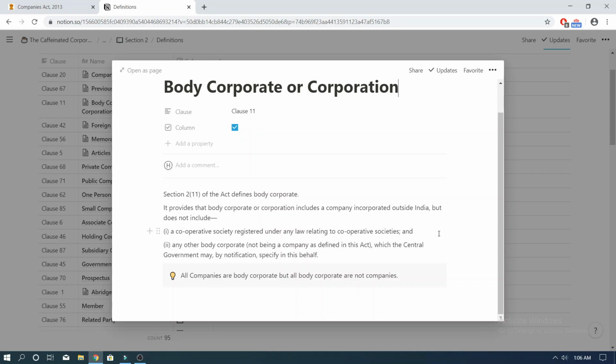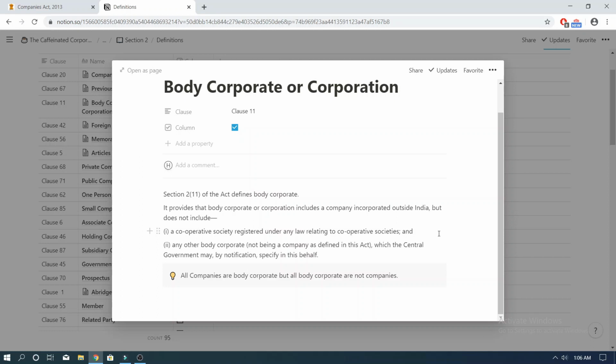Similarly, a limited liability partnership will also fall under the category of body corporate because it is a separate legal entity. But a partnership firm, on the other hand, won't fall under the category of body corporate because it doesn't have a separate existence of its own under the law.